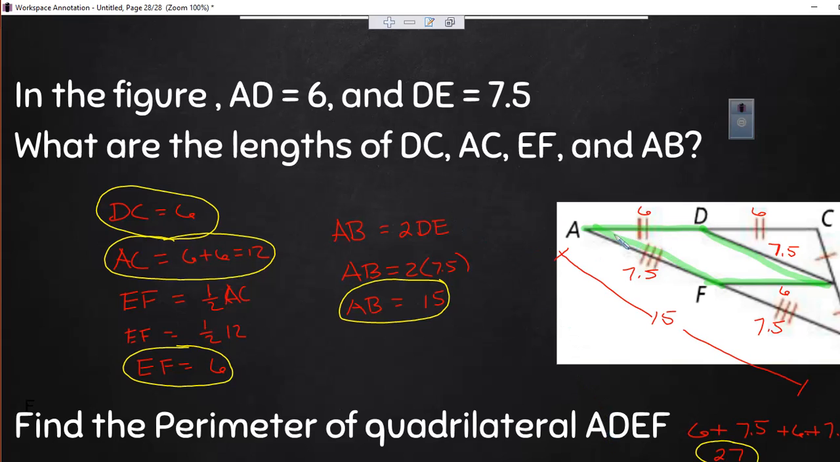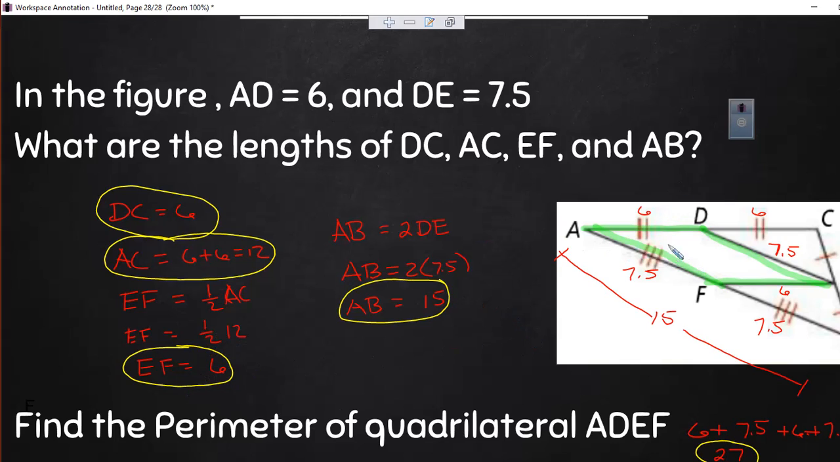All right, so if we mark everything we know, AD is 6. That was given to us up here, and DE is 7.5. So if these are congruent, then DC has to also be 6. So that's our first answer. Second answer, it asks for the length of AC. Well, AC is the entire segment here, so 6 plus 6 is 12. Then we're looking for EF. EF is the mid-segment for our third side of AC. So it's equal to half of AC. So we plug in half of 12 and get 6.